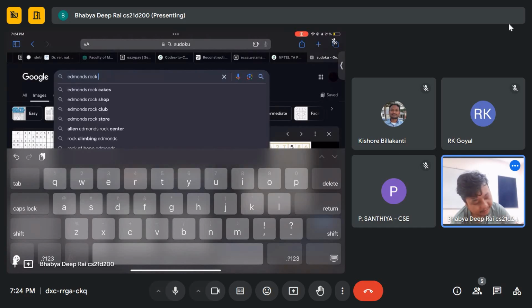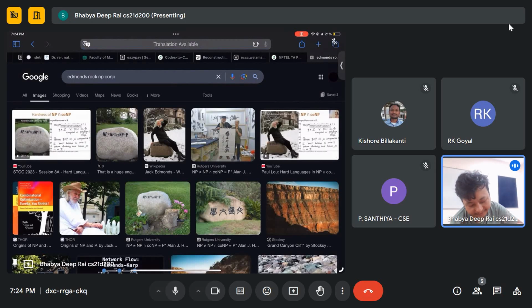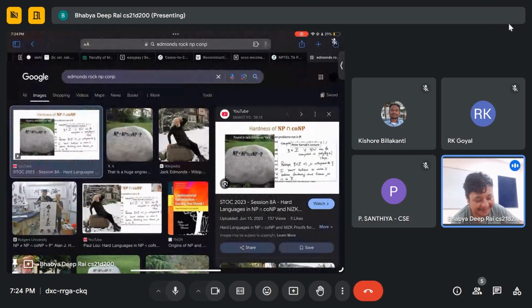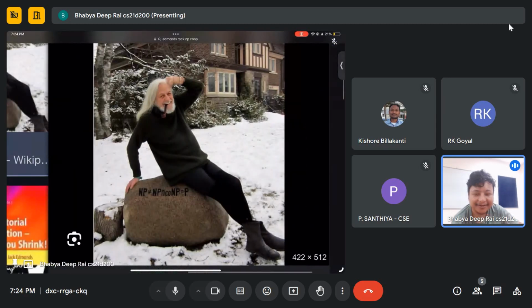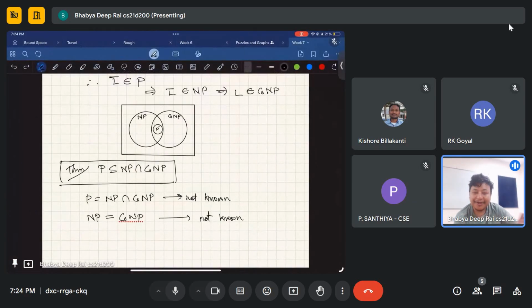NP, coNP. So yeah, this is what he believes in, and he has even carved it. This is Jack Edmonds, so he has even carved it on a rock outside his house. Anyway, but of course we do not know the answer to it.